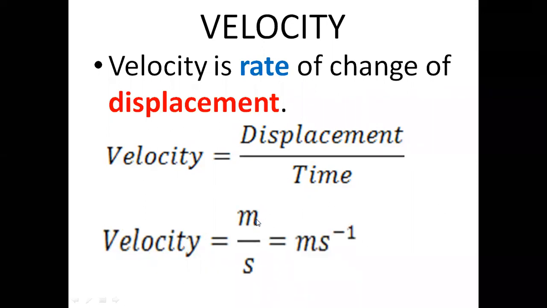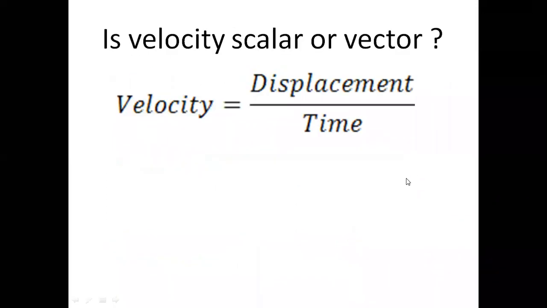Okay, so it can also be written as m by s, or the same way I told you, ms raised to minus 1, that you already know. No need for explaining this part, ms raised to minus 1, you already know that. Now question is whether velocity is a scalar or vector quantity.